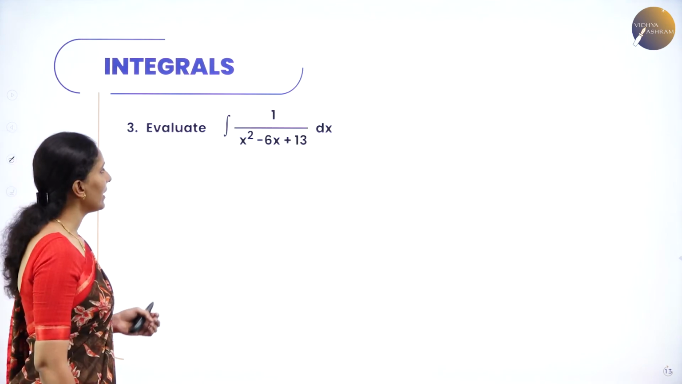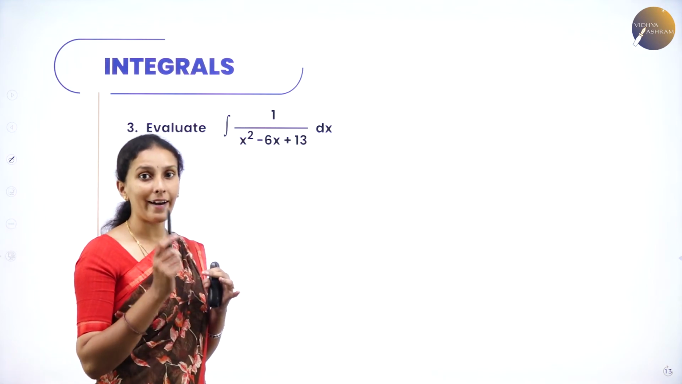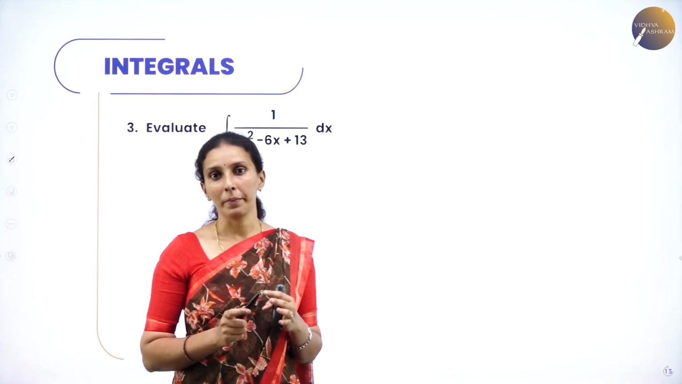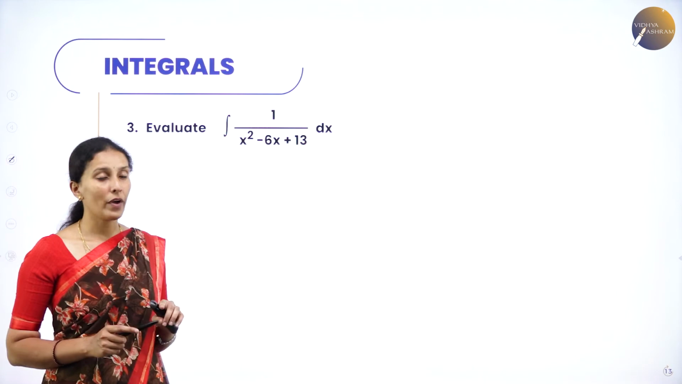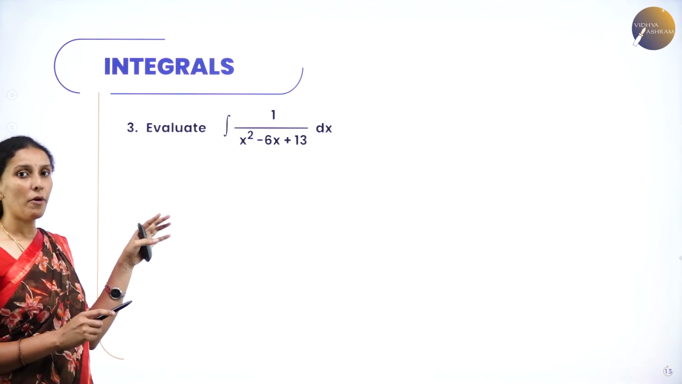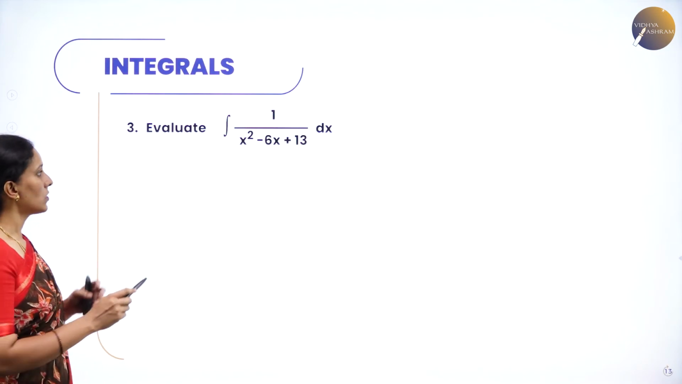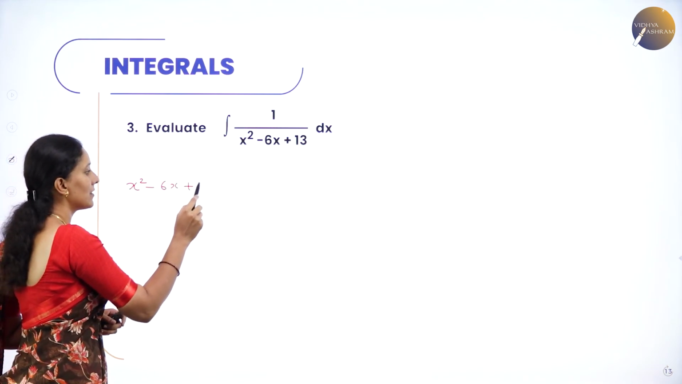Next one, evaluate the integral of 1 over x square minus 6x plus 13. Whenever any quadratic expression is given, use the completing square method and convert it into one of the standard forms. Now here I have x square minus 6x plus 13. So first let me convert this into the form of x square minus a square or x square plus a square or a square minus x square.